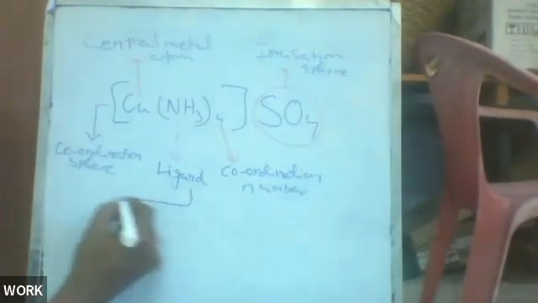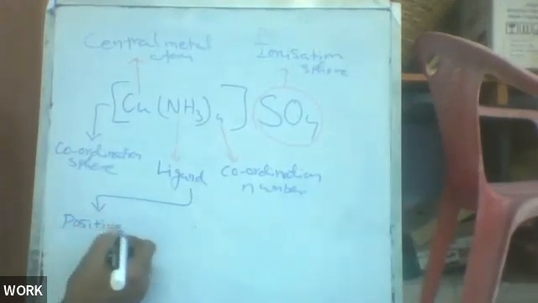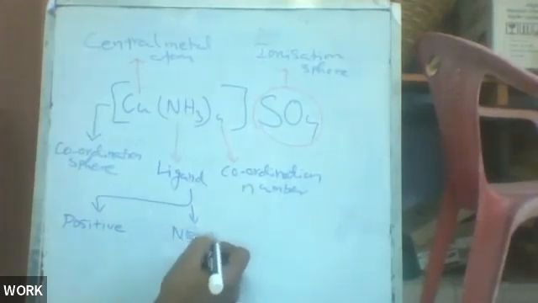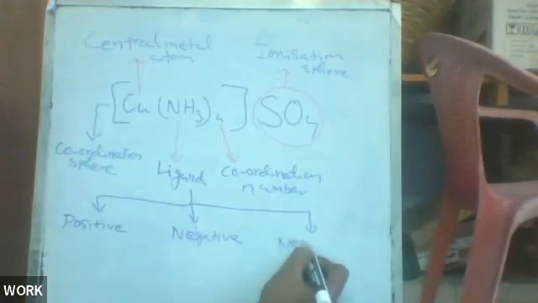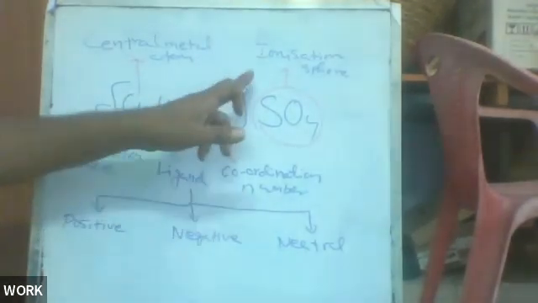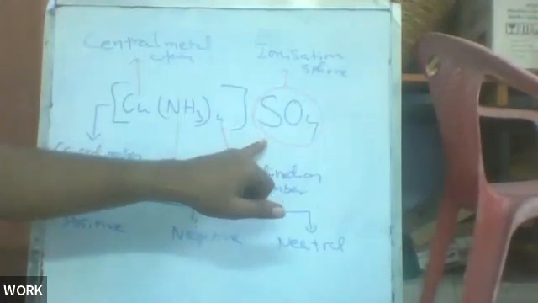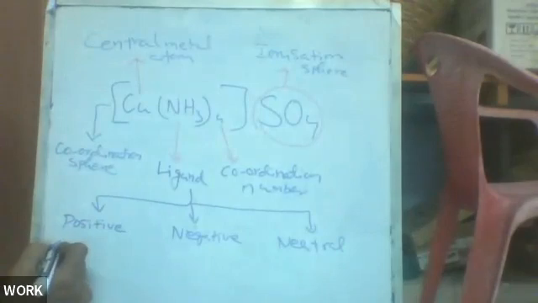One is a positive complex, a negative complex, and then a neutral complex. So what does a positive complex mean? When the coordination sphere gains the positive charge and the remaining part becomes the negative one, then it is called a positive complex. Whatever we have written, that is itself a positive complex.